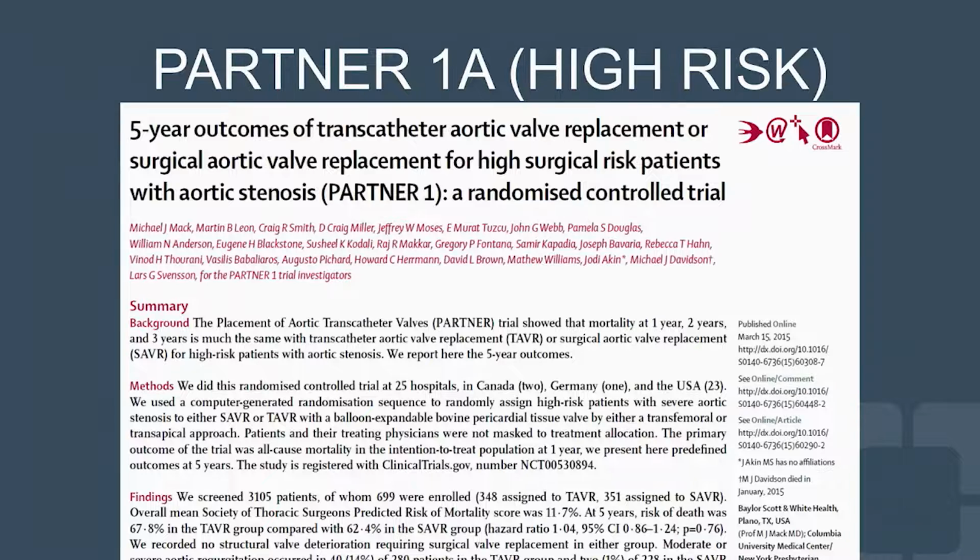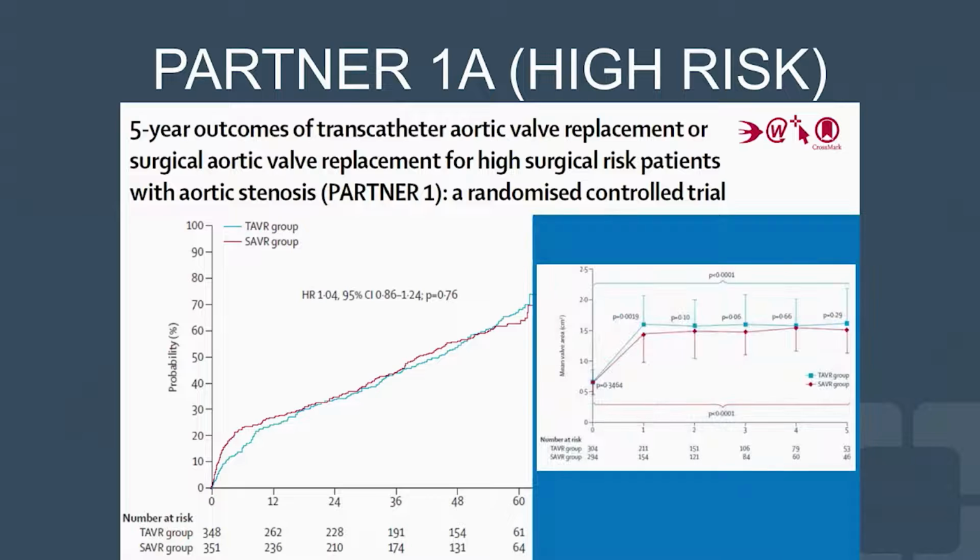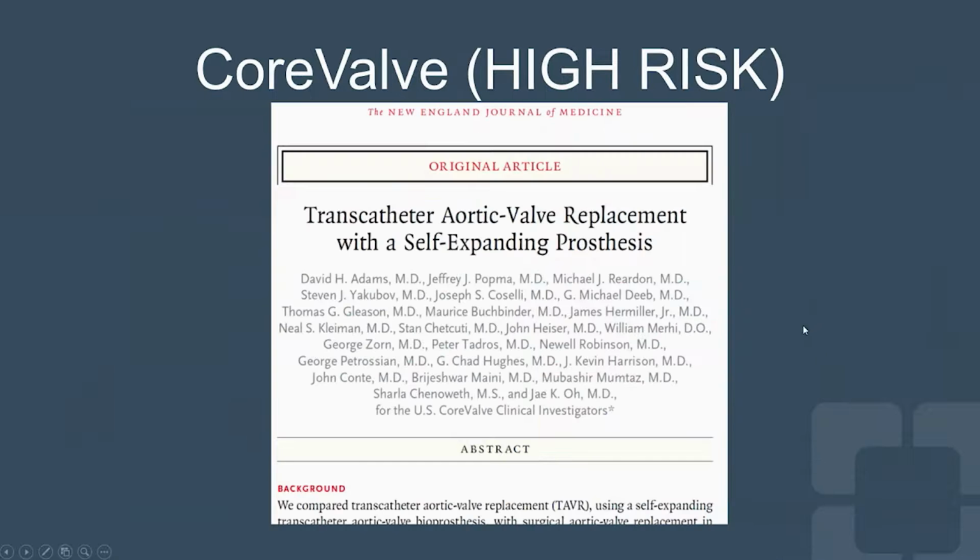Now looking at the Partner 1A trial, where high-risk patients were randomized to standard open heart operation, or SAVR, versus TAVR. You can see that in this high-risk but still operable patient population, the patients did identically, regardless of whether they received a surgical AVR or a TAVR procedure. And the mean valve area remained the same over time.